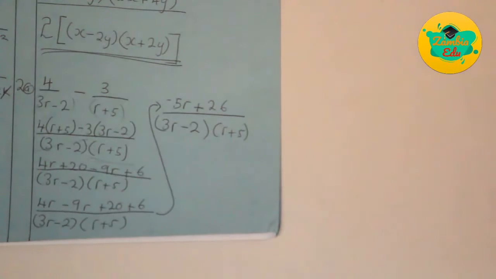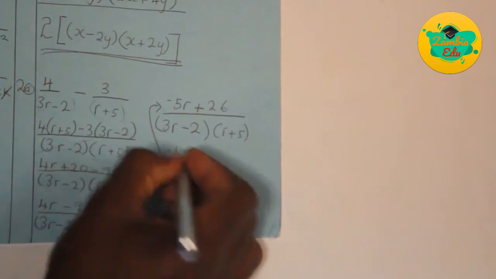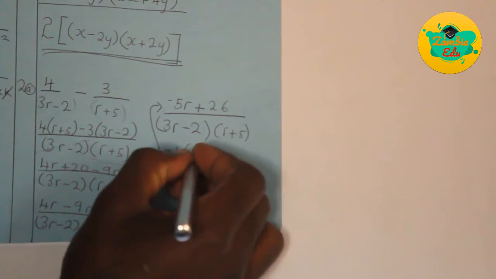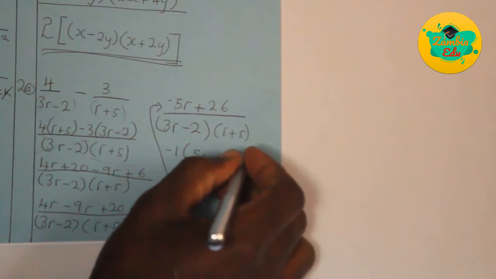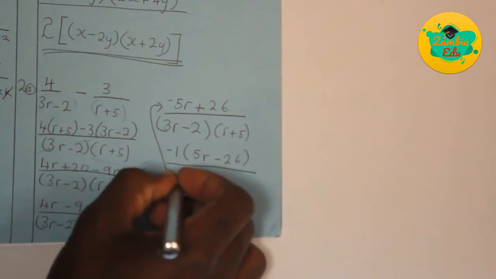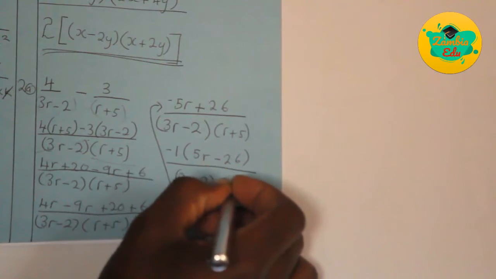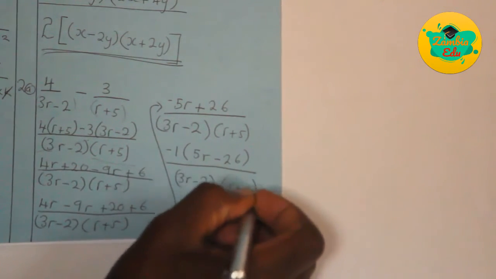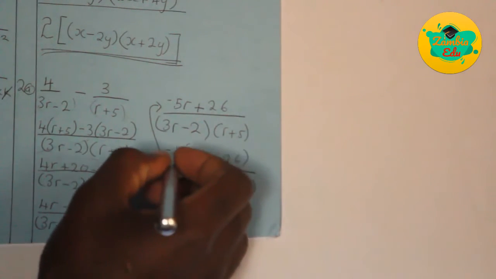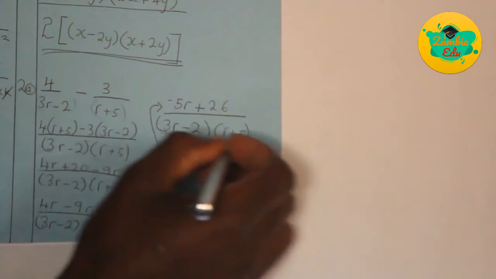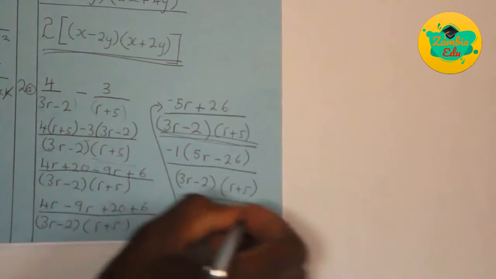So if it's to factorize that one, the only thing that is common on top there is a negative 1. So you can do negative 1 open, it will give you positive 5r minus 26 over 3r minus 2 and r plus 5. But if you were to leave it here, it would still be okay. This is also okay.